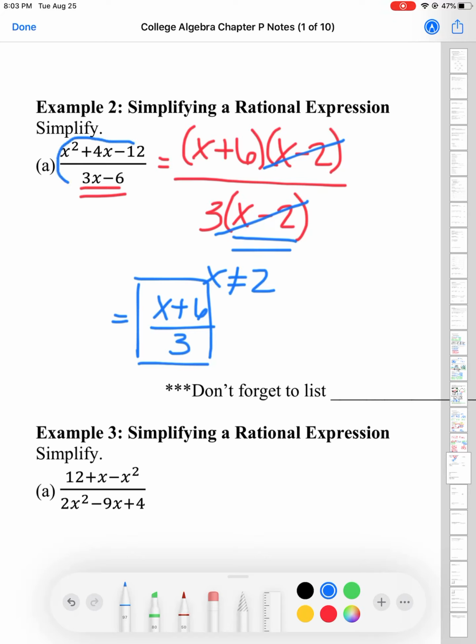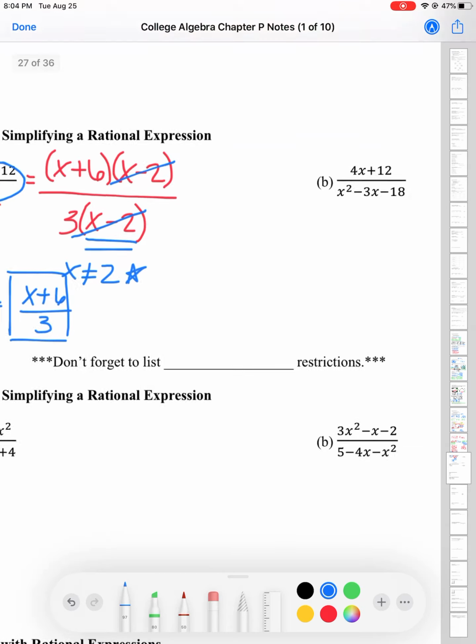If you would graph this on Desmos, it would look like a line. But if you would zoom way in to x equals 2, there would be a hole here because of the restriction of this factor, x minus 2, in the denominator.